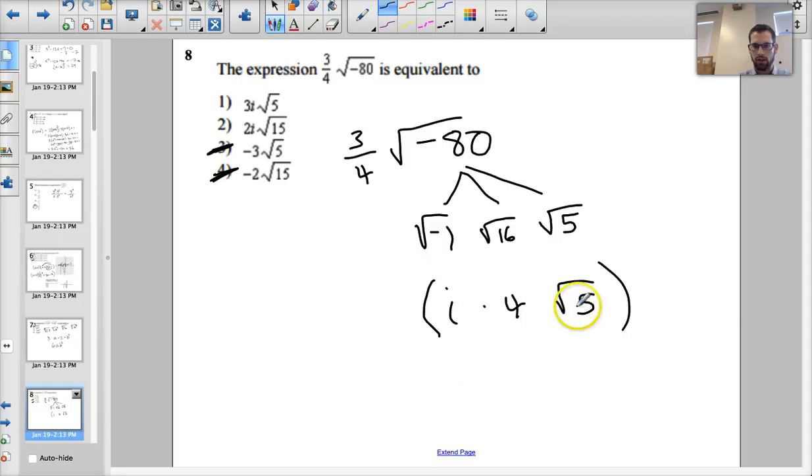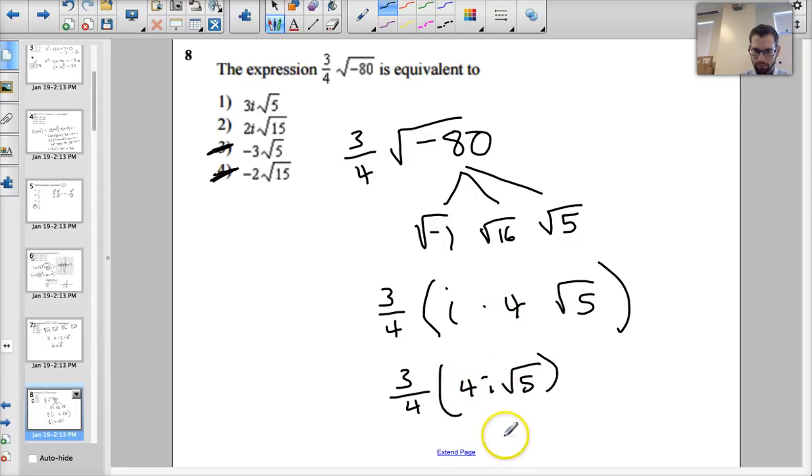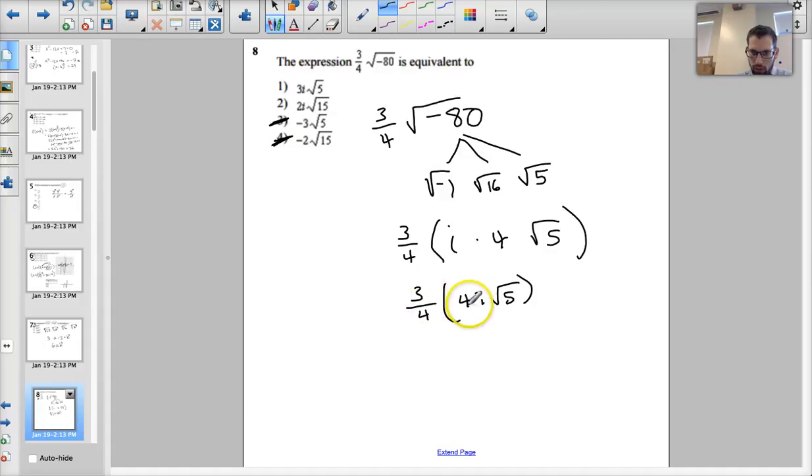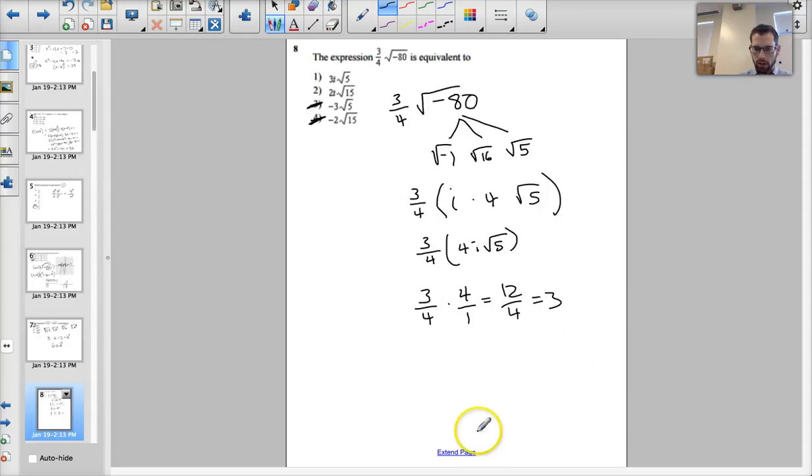And then I'm going to take all of this and I'm going to bring down the 3/4. Those are going to get multiplied. So it's going to be 3/4 times 4i radical 5. 3/4 times 4, I'm just going to go ahead and do that by hand because I don't want to use a calculator. 3/4 times 4 over 1 is going to be equal to 12 over 4, which is equal to 3. So that means my final answer is going to be 3i radical 5, which is right here.